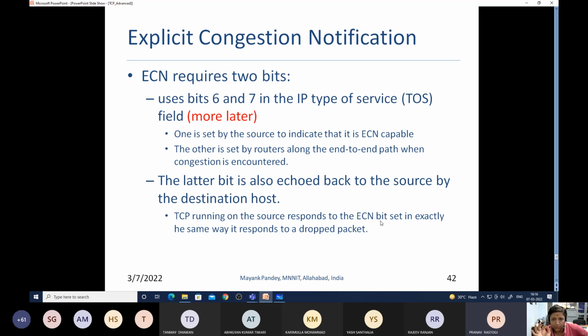One bit is set by the source to indicate that it is ECN capable, it can handle ECN. The other is set by routers along the end-to-end path whenever congestion is encountered. Bit number 7, the later bit, is also echoed back to the source by the destination host. That is ECE, explicit congestion echo. TCP running on the source responds to the ECN bit being set in exactly the same way it responds to a dropped packet. Congestion control comes in, it raises the CWR flag, and so on and so forth.